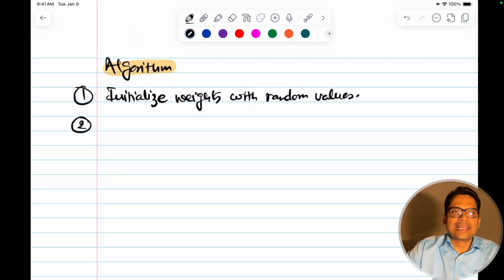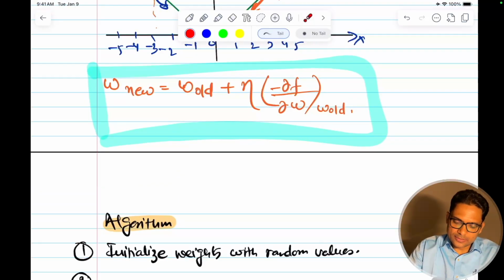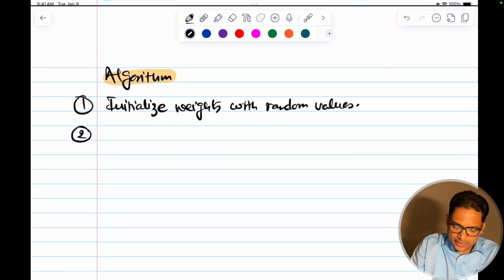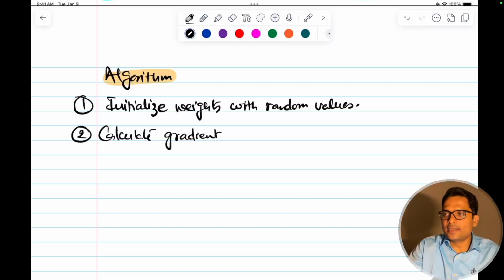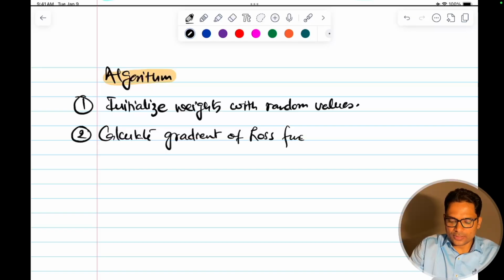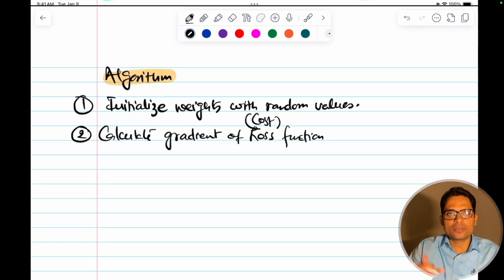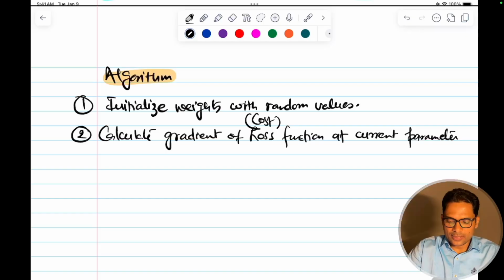Step number 2, calculate the gradient at that point. So whatever is the weight, calculate the gradient at that point. We want the gradient, that's the only variable. Calculate the gradient of the loss function or cost function, sorry. I'll use L and cost interchangeably. Cost is the average of all the individual losses. Cost function at the current parameter value, whatever the parameter is, because this will be iterative, that is your old weight.